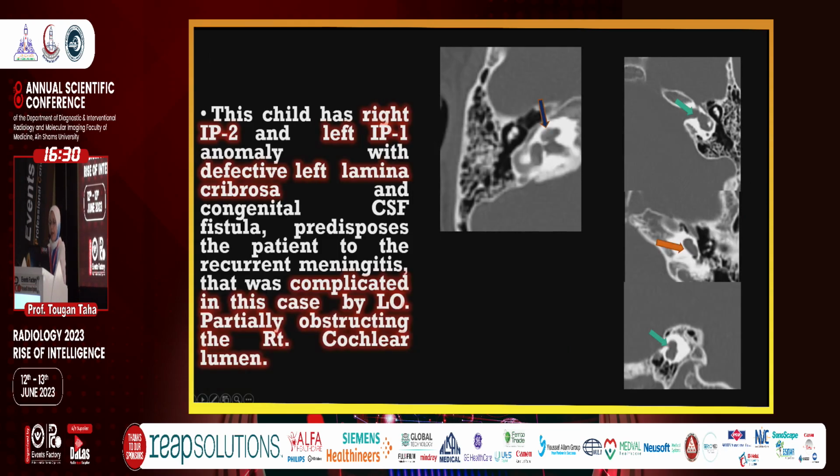This child has right incomplete partition type 2 and left incomplete partition type 1 anomaly with defective left lamina cribrosa and congenital CSF fistula, predisposing the patient to the recurrent meningitis that was complicated in this case by labyrinthitis ossificans partially obstructing the right cochlear lumen.